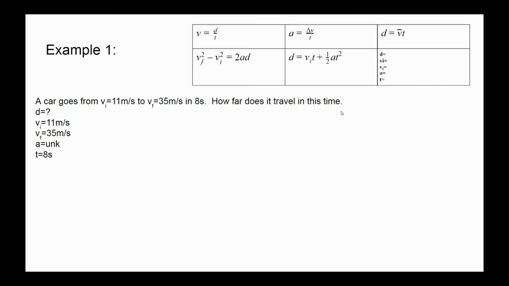How far does it travel in this time? Well, we list our variables, noticing that a is unknown, and this is going to really limit our choices. We want to solve for distance, and we have everything but acceleration. We cannot use v = d/t, because this is not a constant speed problem.